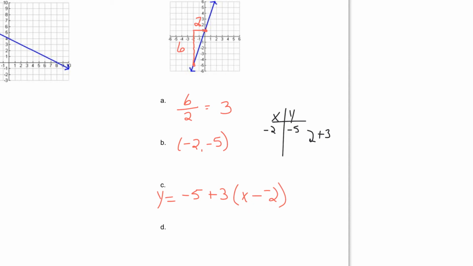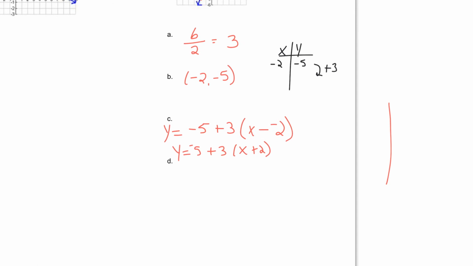So it would look like this. Now, subtracting a -2 is the same thing as adding 2. So we can simplify this and also say that y is equal to -5 plus 3 times x plus 2. So just another way of writing it in the simplified form. And then finally, letter D says to simplify the equation. So in letter D, I'm going to rewrite the equation for us. We have y equals -5 plus 3 times x plus 2. So I'm going to use the simplified version. That's the better one. But again, if you can't quite get there yet, that's okay too.